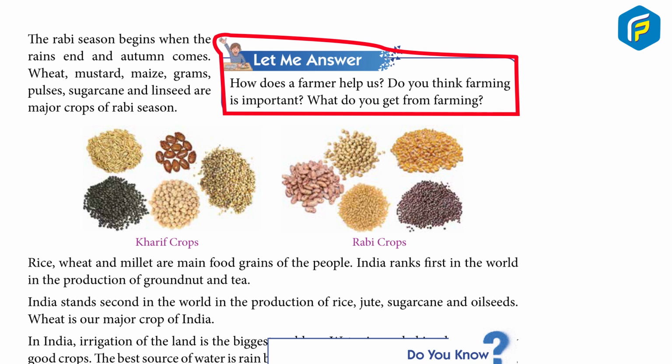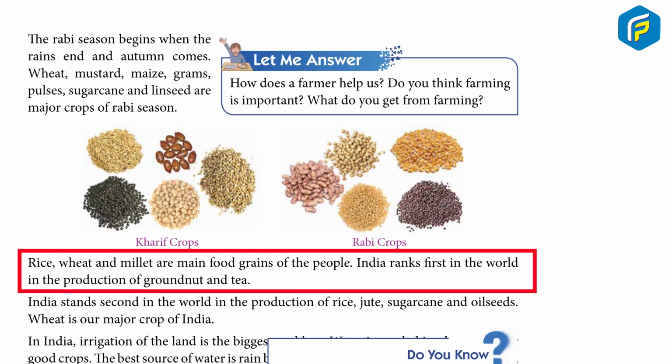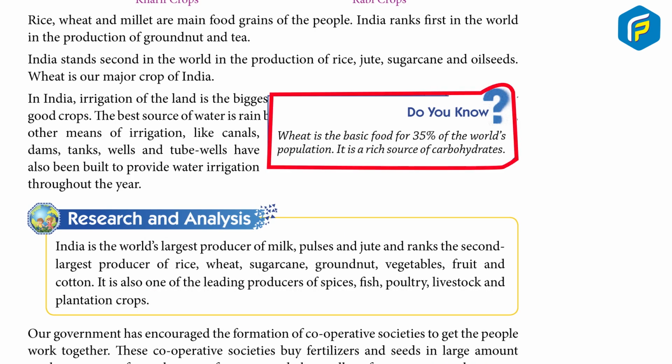Let me answer. How does a farmer help us? Do you think farming is important? What do you get from farming? Rice, wheat and millet are the main food grains of the people. India ranks first in the world in the production of groundnut and tea. India stands second in the world in the production of rice, jute, sugarcane and oilseed. Wheat is the major crop of India. Do you know? Wheat is the basic food for 35% of the world's population. It is a rich source of carbohydrates.